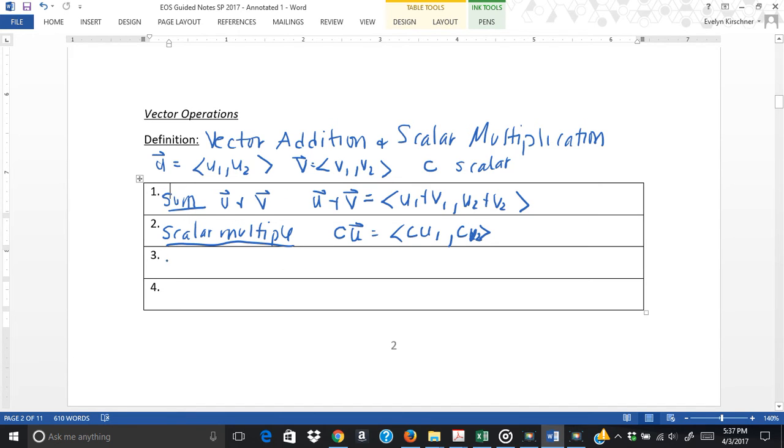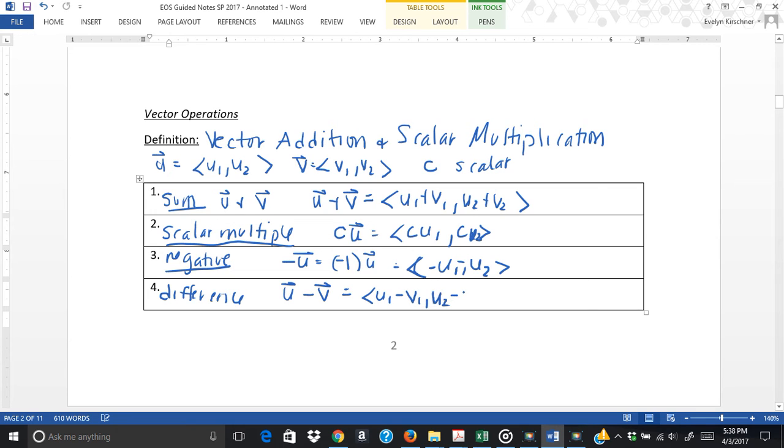And a negative, the negative of a vector, so like negative u, is the same as just negative 1 times u, which is negative u1, negative u2. And actually, this is the vector in the opposite direction of u. And the difference of u and v is u minus v, which is u1 minus v1 and u2 minus v2.